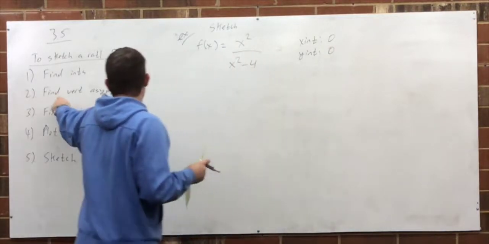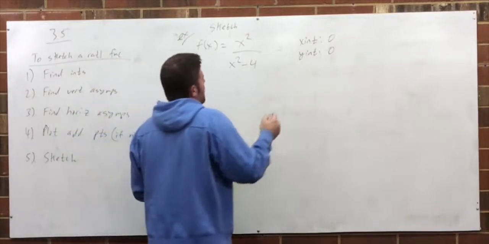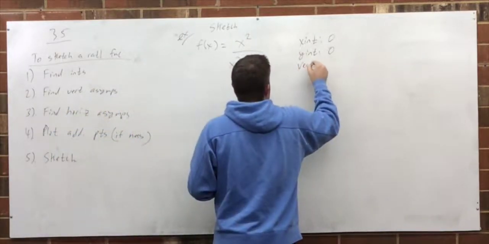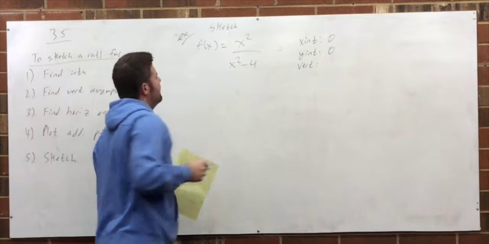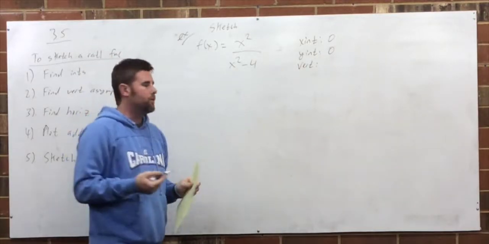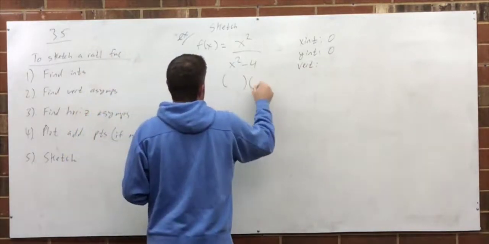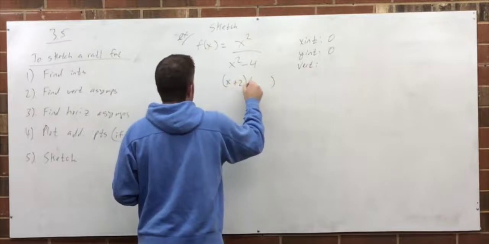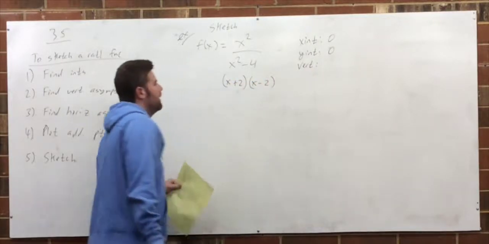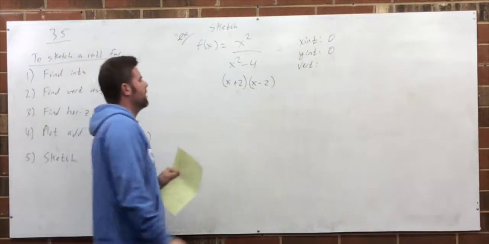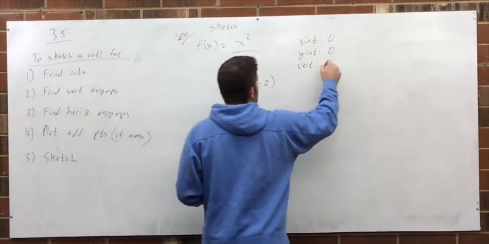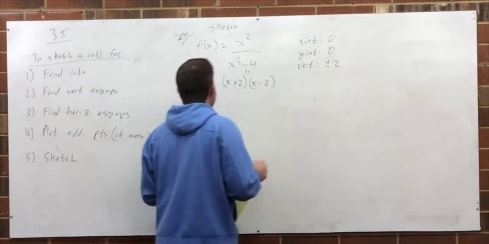The next step says to find the vertical asymptotes. We find our vertical asymptotes by finding what makes the denominator equal to 0. So in this situation, we just factor the bottom, it's a difference of squares, and we find that our vertical asymptotes are plus or minus 2.